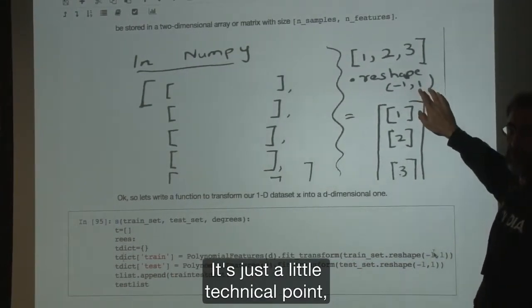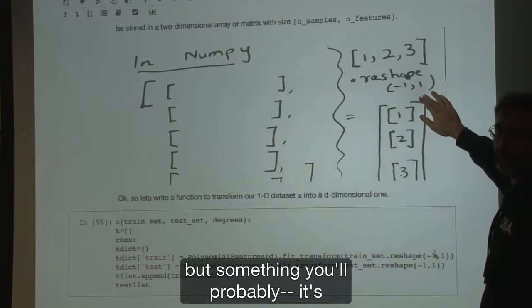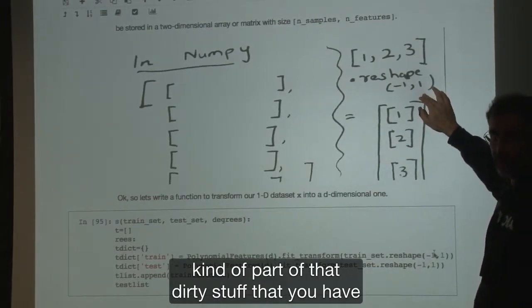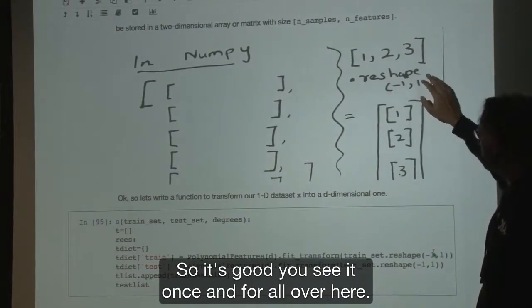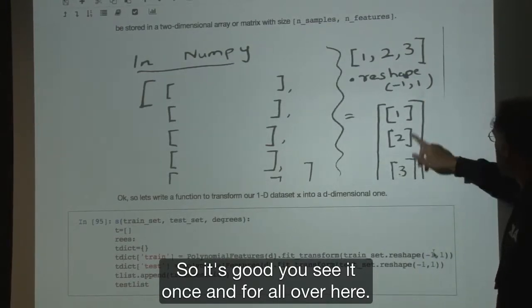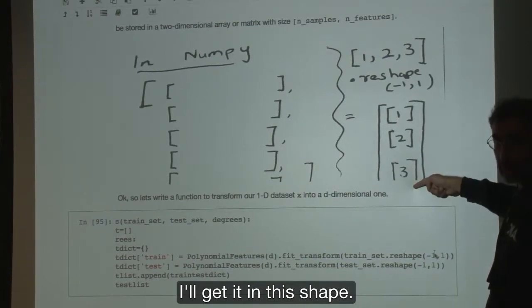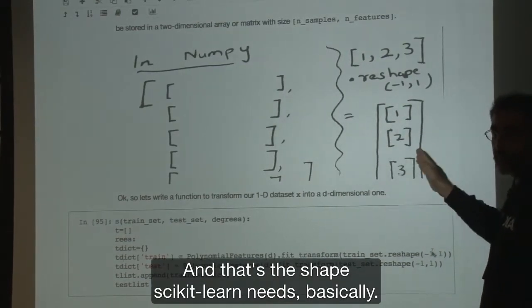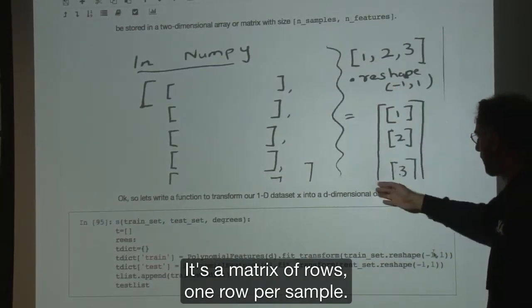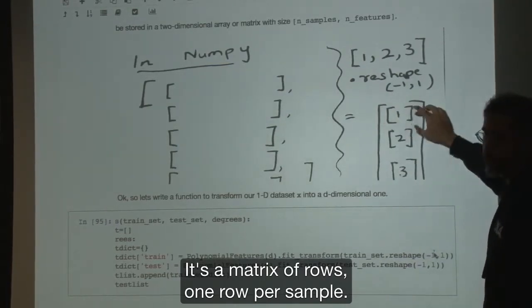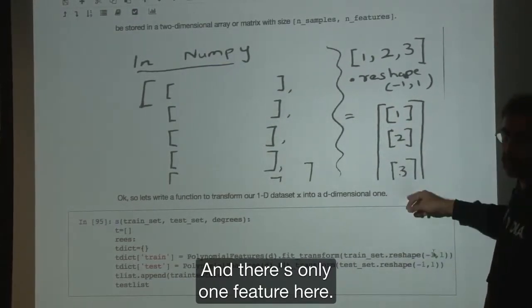It's just a little technical point, but it's part of that dirty stuff that you have to do before solving problems. So it's good you see it once and for all over here. And so if I reshape 1, 2, 3 with -1 and 1, I'll get it in this shape. And that's the shape scikit-learn needs, basically. It's a matrix of rows, one row per sample, and there's only one feature here.